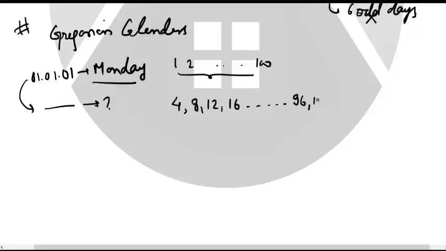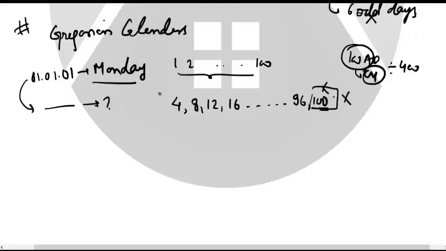The 100th year is not a leap year, because we remember that 100 is a century year, and a century year is a leap year only when it is divisible by 400. So here 100 is not divisible by 400, so 100 is not a leap year. So in 100 years, I have leap years only from 4 to 96. So we can find out how many terms are there.